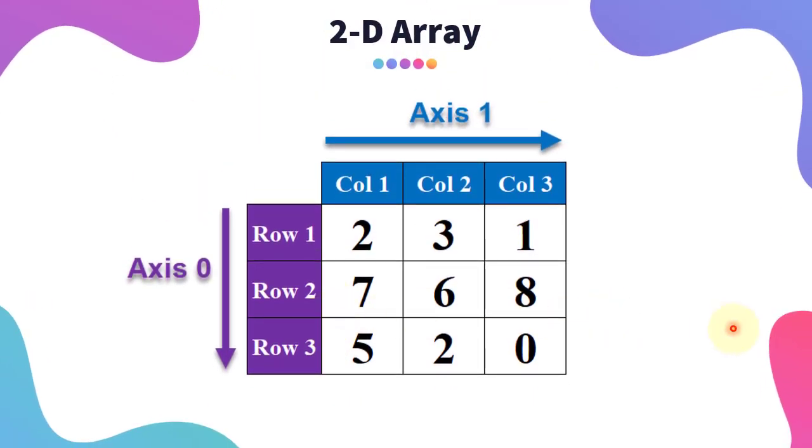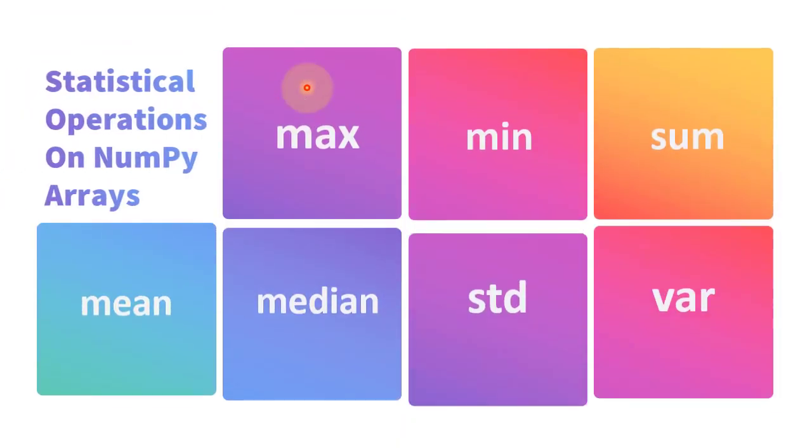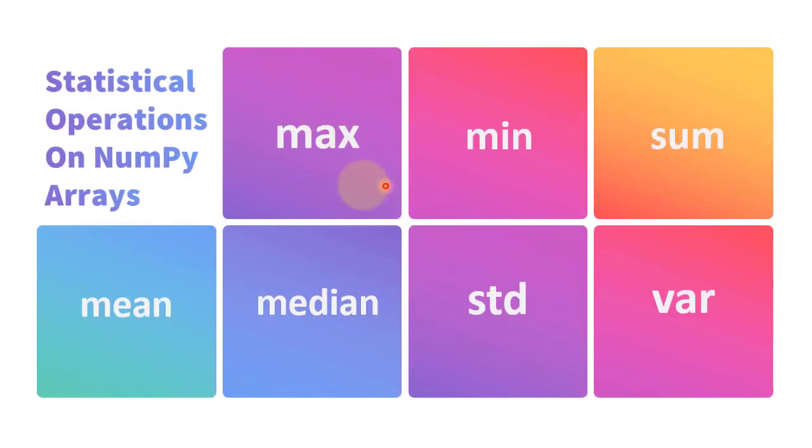Now before we move to the statistical operations, you must understand that a two-dimensional array has two axes. Axis 1 is for column and axis 0 is for rows, because in statistical operations we are going to use it. So you have to keep in mind axis 1 for column and axis 0 for rows. So we are going to work on these statistical operations.